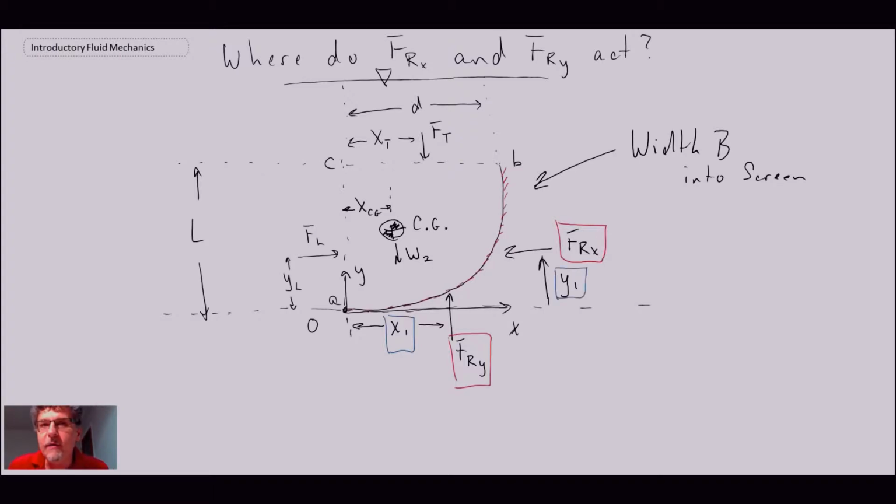The way that we're going to do this will be very similar to what we did for the planar flat plate. If you recall there, we sum moments about some location, and here we're going to be summing moments about the origin that we'll call O. I've introduced a coordinate system with respect to that origin, the X and the Y that we have on this plot. So we're going to look at all the forces acting. We have FL, we have FT, we have weight, and then we have Fry and Frx. Those are the forces. We'll sum moments and then try to figure out where the location is for those two forces, the Frx and the Fry.